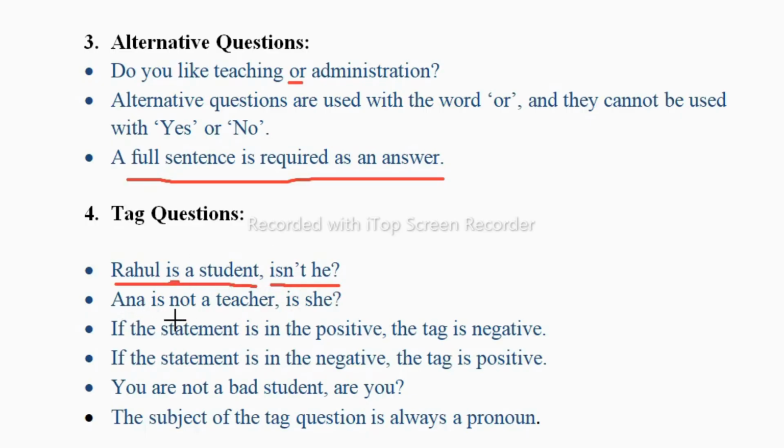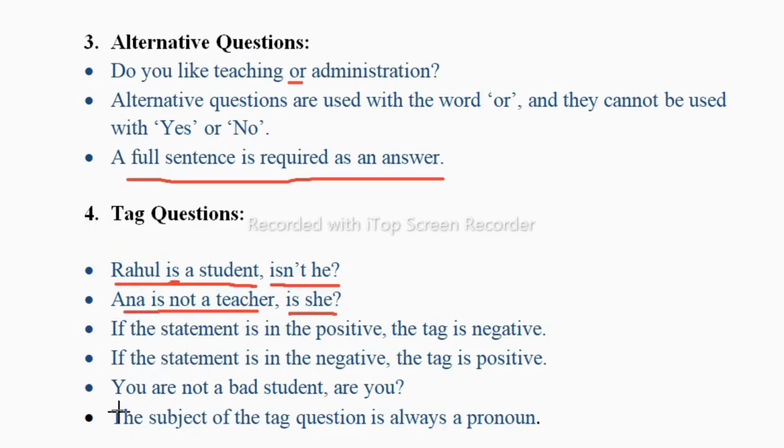Now next one, Anna is not a teacher. Here we have a negative statement, so you have to make a positive question tag. Is she? Again we have used this "is" to make a question tag, and instead of Anna, she is a girl, we turn Anna into a pronoun, that becomes she. So it's very simple. If the statement before the comma is positive, you have to add a negative question tag. If your statement is negative, you have to add a positive question tag.